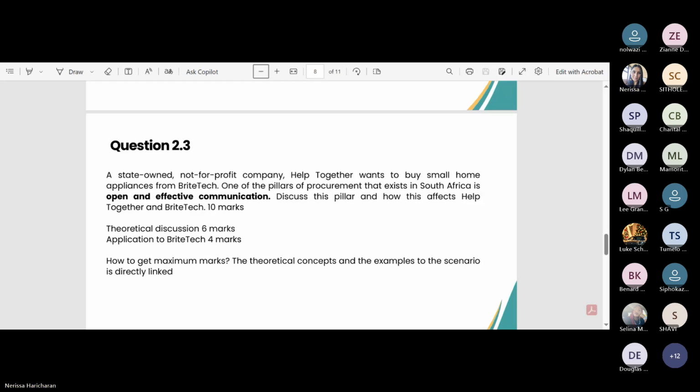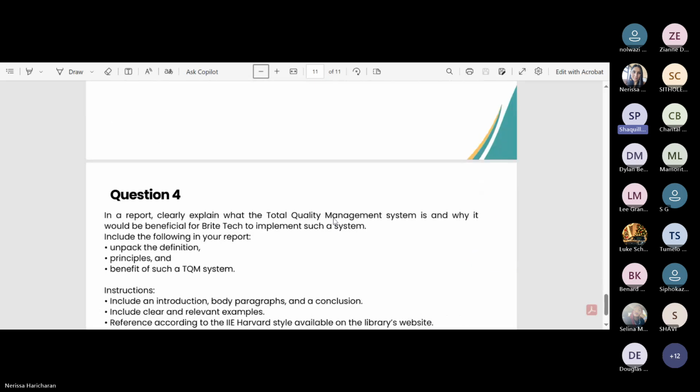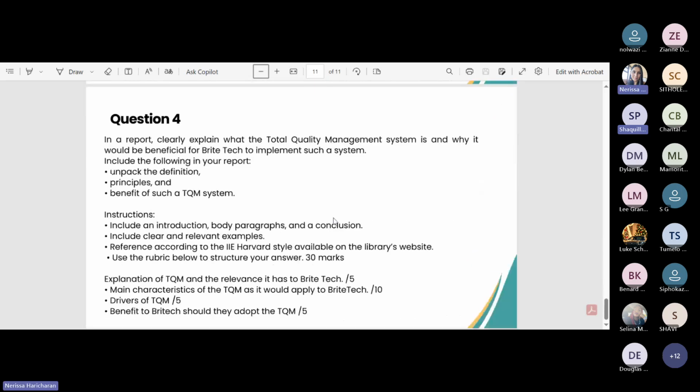Shaquille? Hi, ma'am. Sorry, man. Regarding the examples that we need to use in question 4, making use of examples, would we have to use examples outside of the case study, or does this relate to application from the case study?